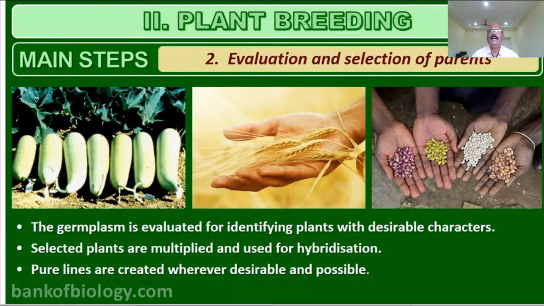Evaluation and selection of parents. The germplasm is evaluated for identifying plants with desirable characters. Selected plants are multiplied and used for hybridization. Pure lines are created wherever desirable and possible. Hybridization means crossing of the two parent plants with different genotypes.